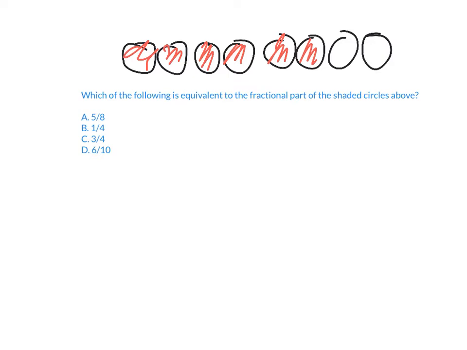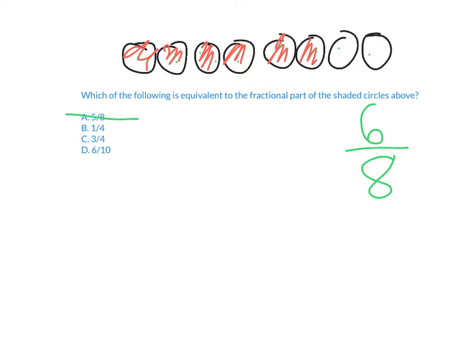So the first thing I need to do is identify how many circles have been shaded. So I see 1, 2, 3, 4, 5, 6, 7, 8. There are 8 pieces in all. And 1, 2, 3, 4, 5, 6. 6 of them are shaded, so it's 6/8. Now there's a couple ways I can do this. First of all, I can eliminate 5/8 right off the bat because 5/8 and 6/8 have the same denominator, so I know they're different. So I'll eliminate that one.